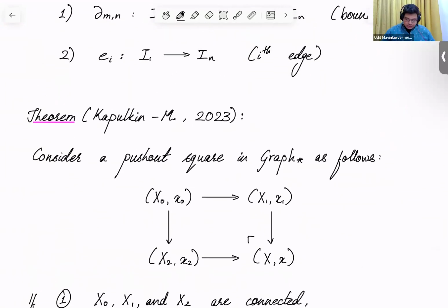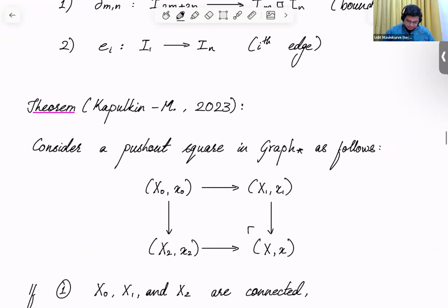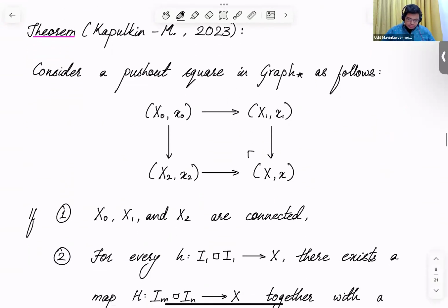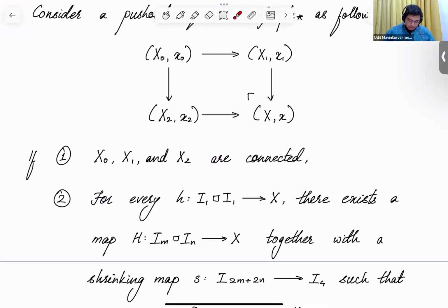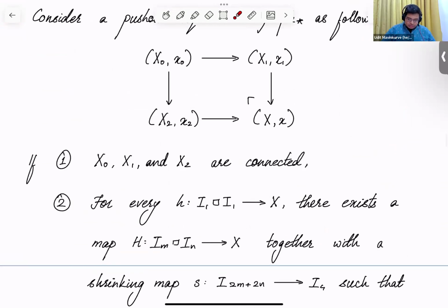As before, we consider a pushout square in pointed graphs. The first condition that we impose, because we're working with groups rather than groupoids, is that all our graphs have to be connected. The second condition is a bit more tricky, and it involves this notion of shrinking maps. Every time you have this map out of I_1 □ I_1, which remember was C4, you look at 3- or 4-cycles inside your graph X, the one you're trying to compute the fundamental group of.